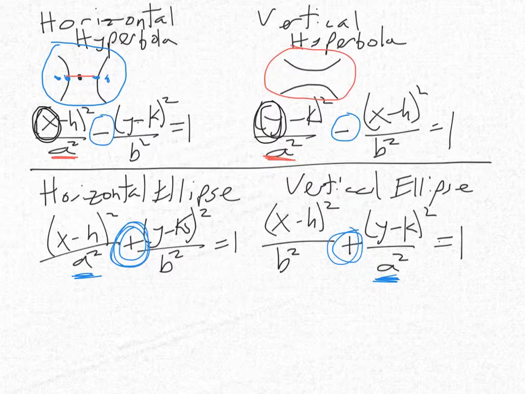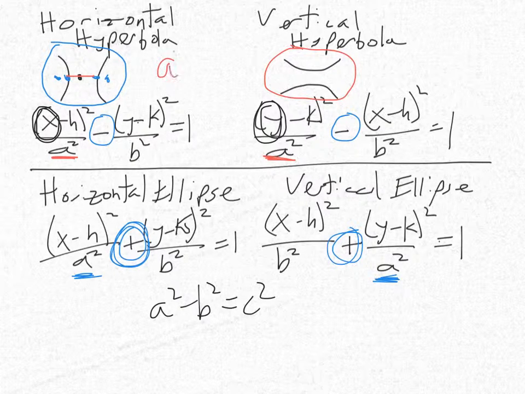The next difference is in the ellipse, you know that a, b, c relationship with the foci, how it was a squared minus b squared equals c squared? That was the relationship for the ellipse. In the hyperbola, it's actually the Pythagorean theorem. It's a squared plus b squared equals c squared. Right there.